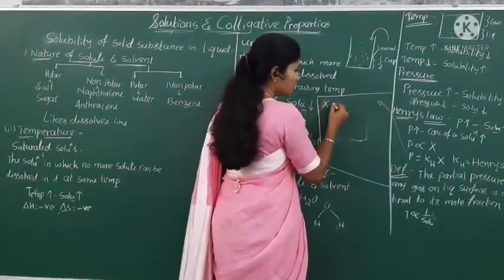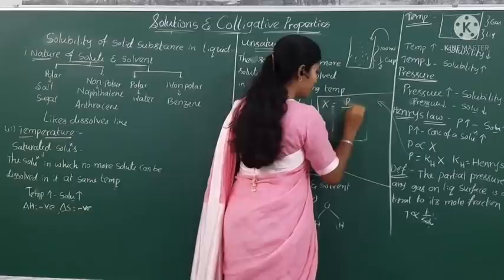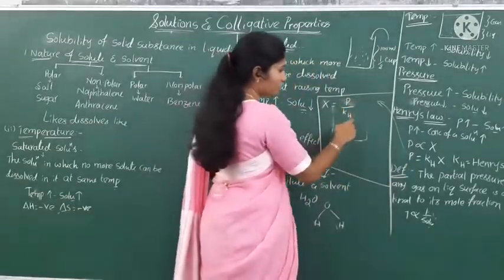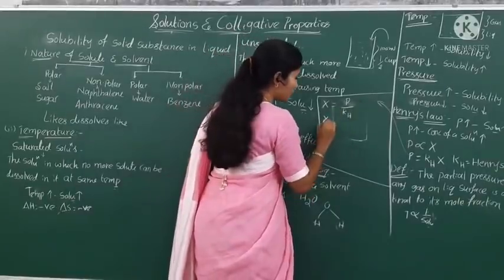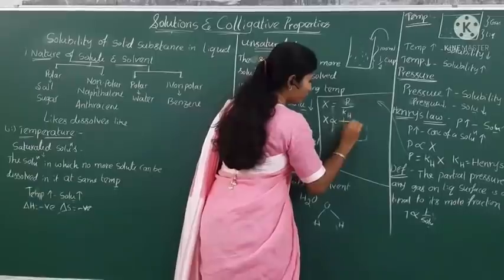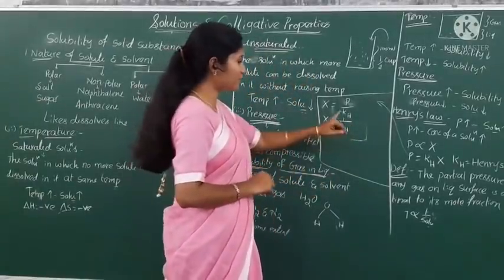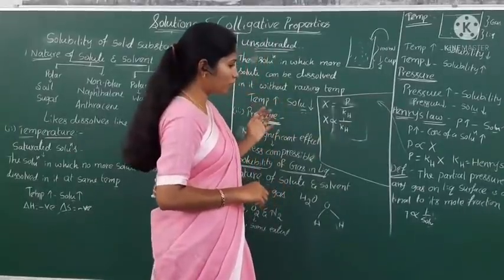Suppose X is equal to P by KH. X, the mole fraction, is equal to pressure divided by Henry's constant. If the pressure is constant, X is inversely proportional to KH. If the mole fraction increases, the Henry's constant value decreases. Both are inversely proportional.